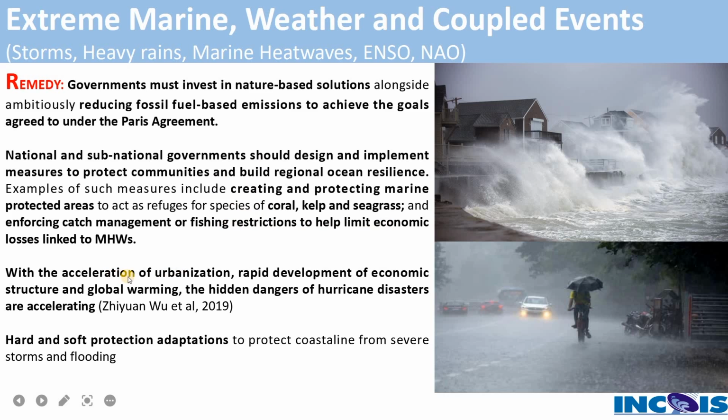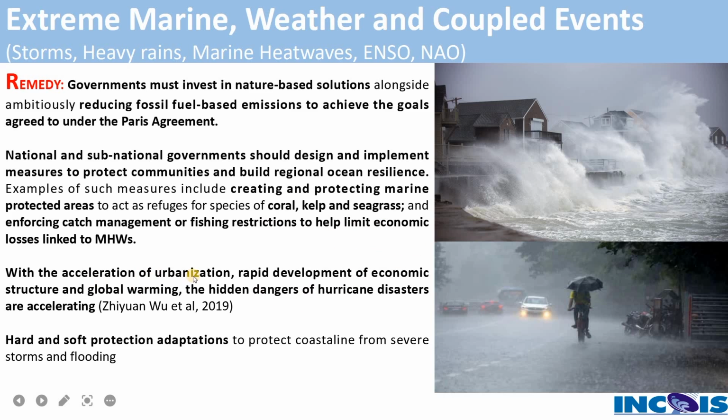Another remedy concerns the acceleration of urbanization, rapid development of economic structure, and global warming, which will accelerate the dangers of hurricanes, right? So we have to decelerate this urbanization, rapid economic development, and global warming to control hurricane disasters, because all these processes raise global warming. Thereby warmer water is more likely to fuel more intense, severe cyclones, right?